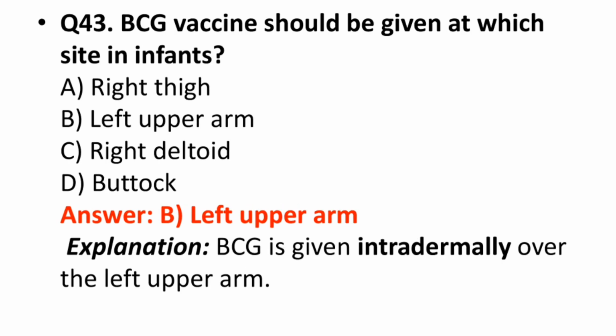BCG vaccine should be given at which site in an infant? Option A, right thigh. Option B, left upper arm. Option C, right deltoid. Option D, buttock. The correct answer is option B, left upper arm. BCG is given intradermally over the left upper arm.